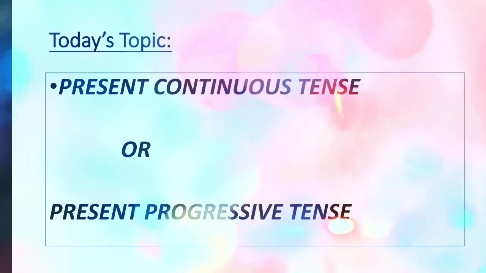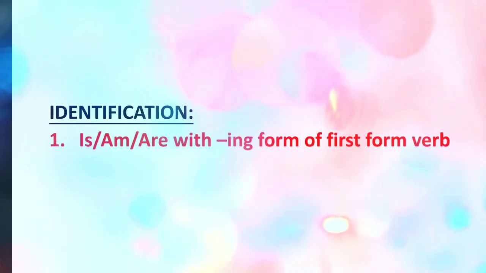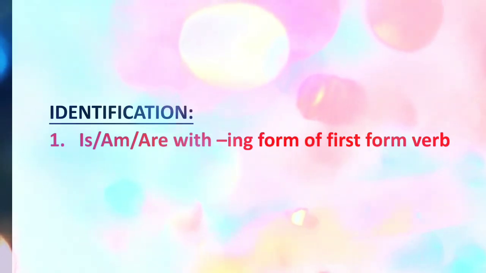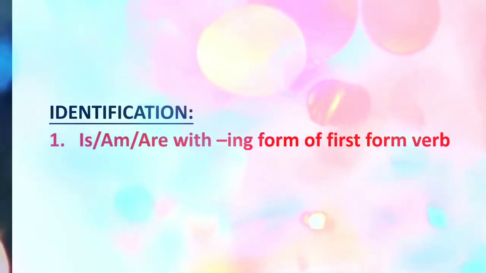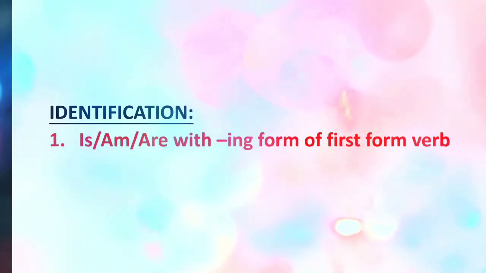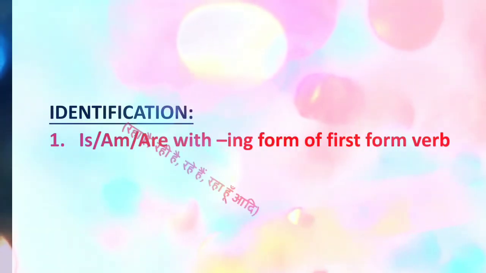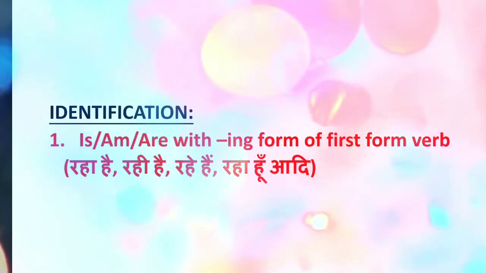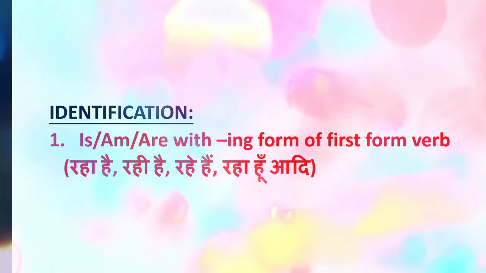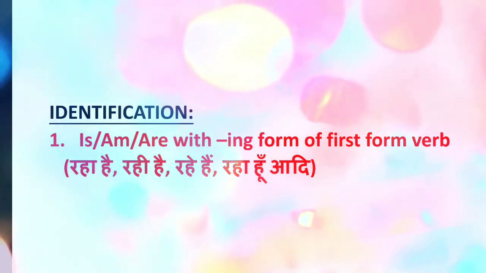So let's start with the further part, which is related to identification. How will you identify this tense? If we talk about the English structure, here you can see that the helping verb is, am, are is used with the ing form of the main verb. And the Hindi sentence is terminated with the words रहा है, रही है, रहे हैं, रहा हूँ, etc. So here you will be clear about the identification in Hindi as well as in English.